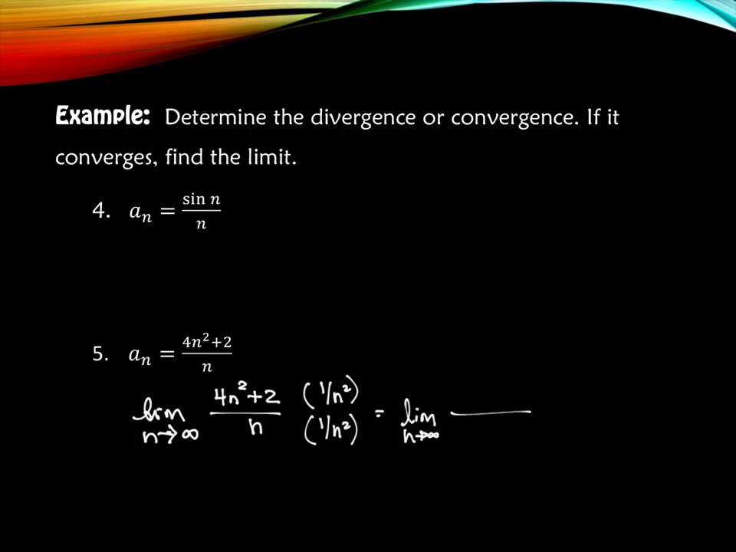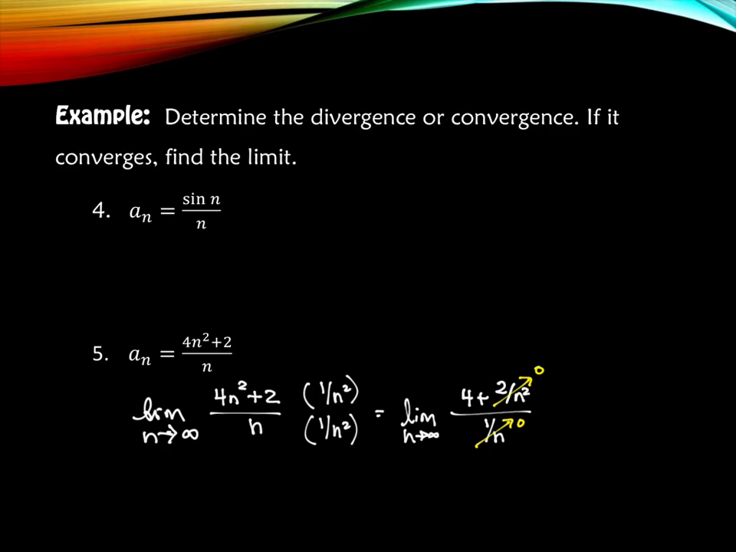What do I get on the top? 4 plus 2 over n. What do I get on bottom? 1 over n, right? Oh, n squared. I left my squared off. Thank you. Okay, everything else look okay? All right, so the limit of 4 is 4. That's fine. What's the limit of 2 over n squared? 0, right? This piece goes to 0. What about the 1 over n? This one goes to 0.